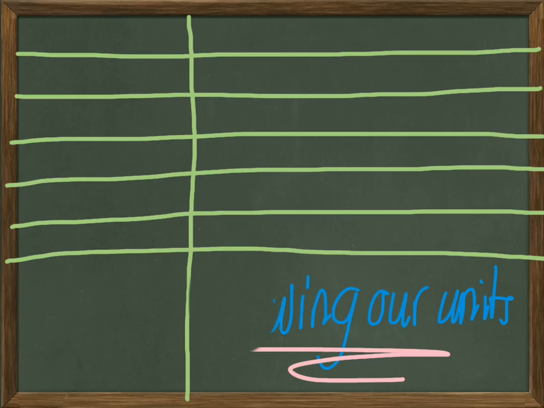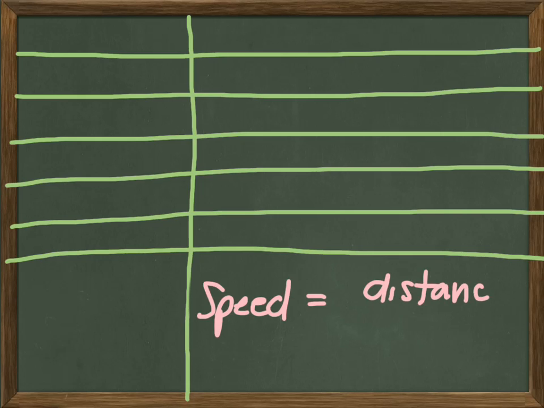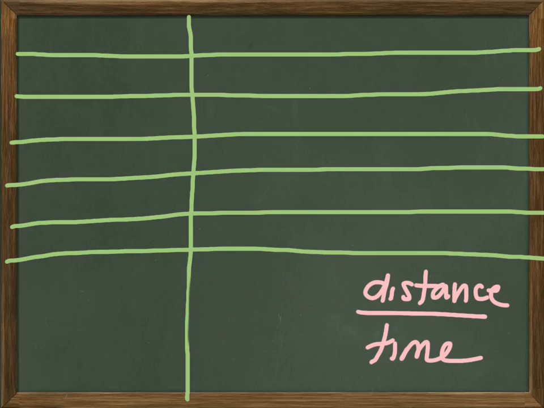All right, so let's talk about speed first. Speed. What is a speed? The definition of speed is it is a distance over a time, right? So any kind of distance. What are some examples of distances?